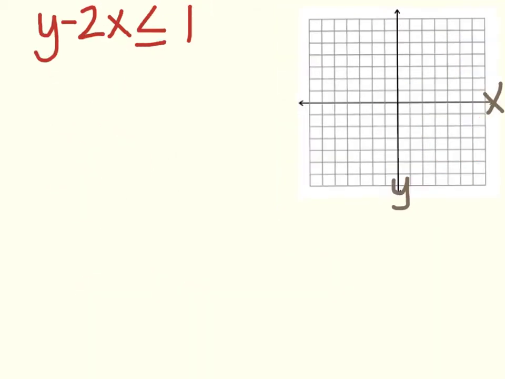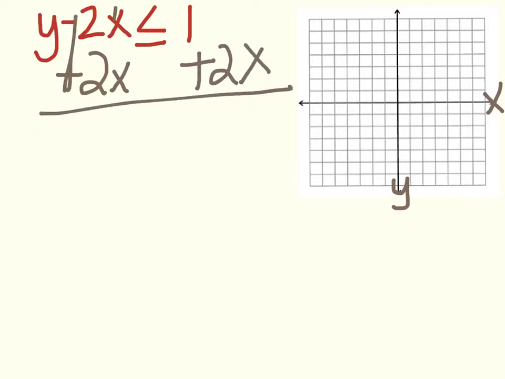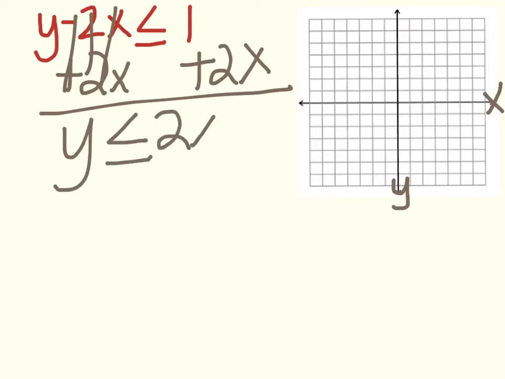So let's try this next example. This equation is not in slope-intercept form, so we need to change it. We want to move this negative 2x over to the other side of the inequality sign. So this cancels, and we have y is less than or equal to 2x plus 1. We can graph this now because it's in slope-intercept form.